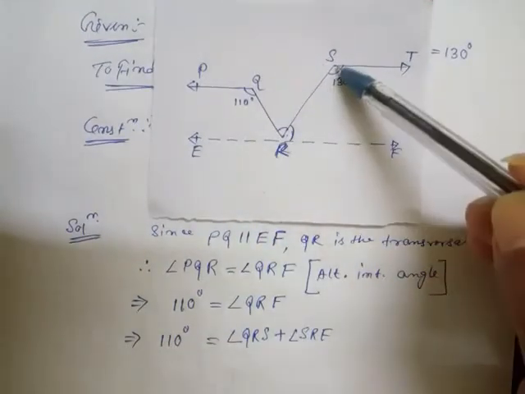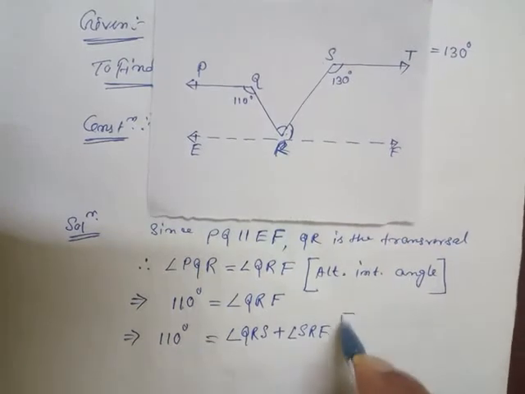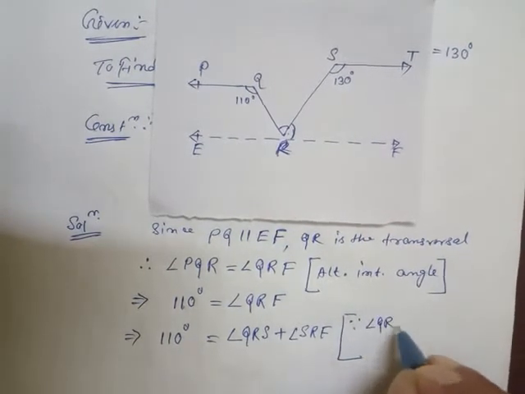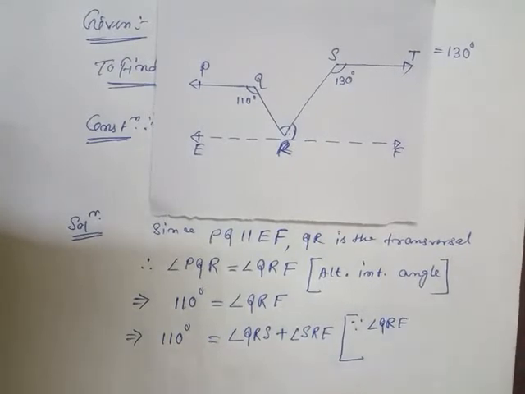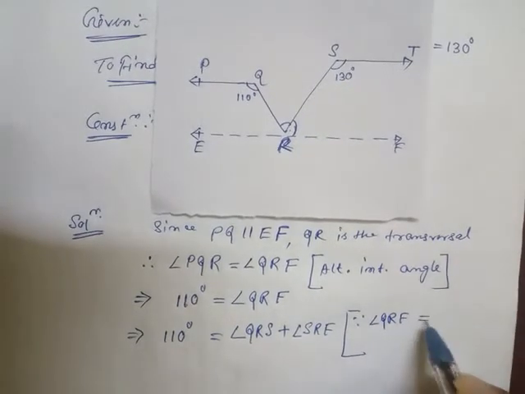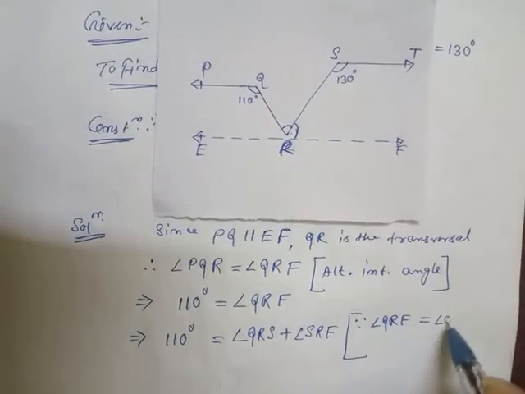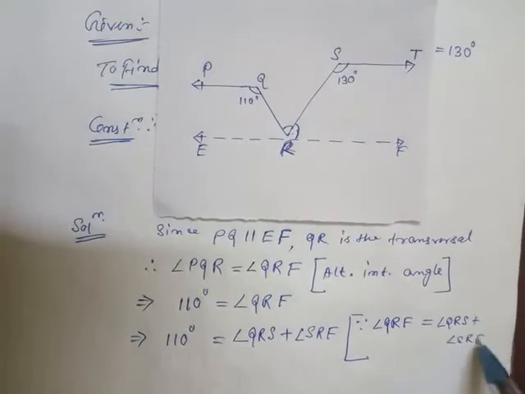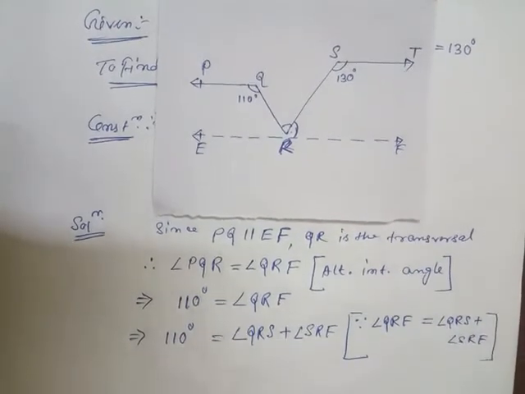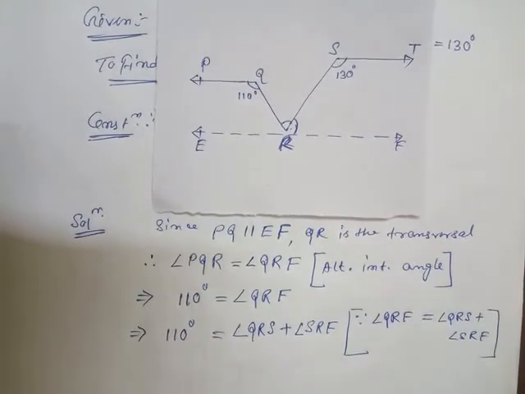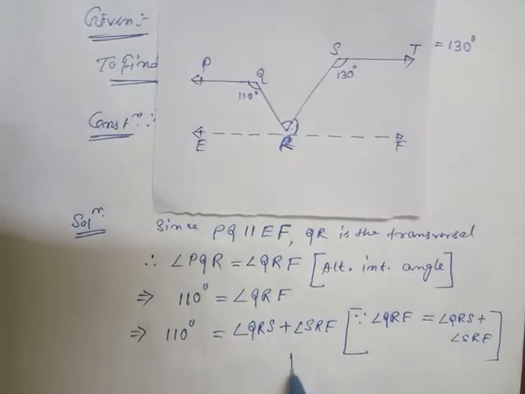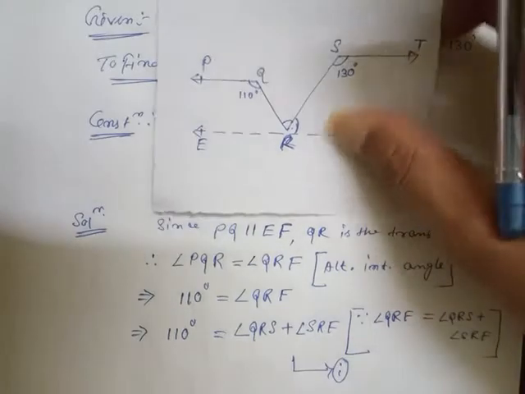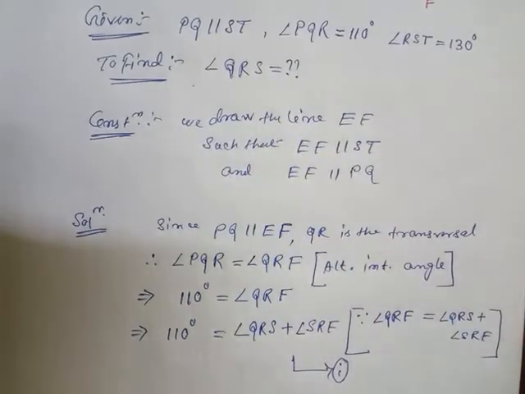Angle QRF equals angle QRS plus angle SRF. Here we'll write down, since angle QRF equals angle QRS plus angle SRF, bracket close. Now look, student, I am taking this one as our equation number 1. Don't forget that we need to find out the angle QRS.